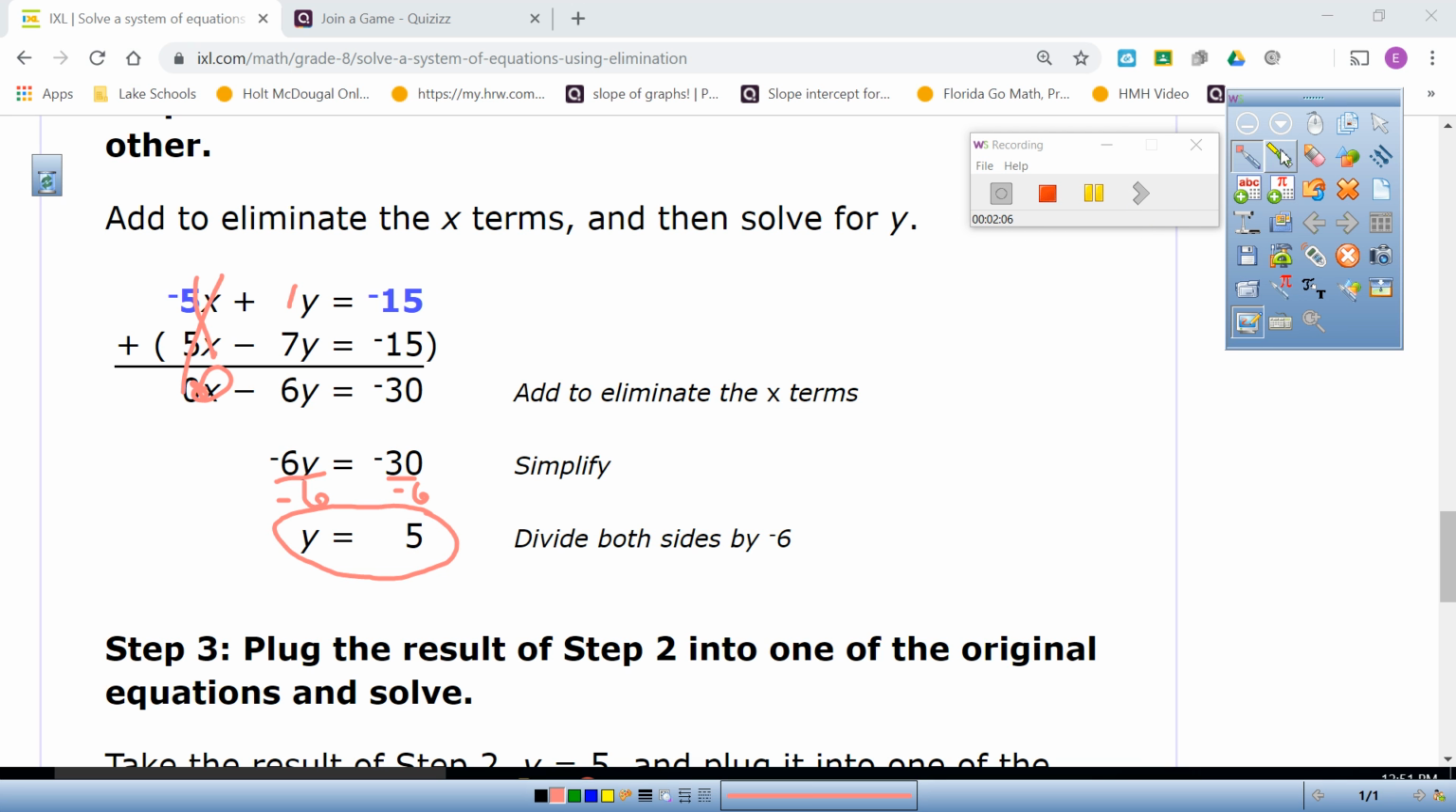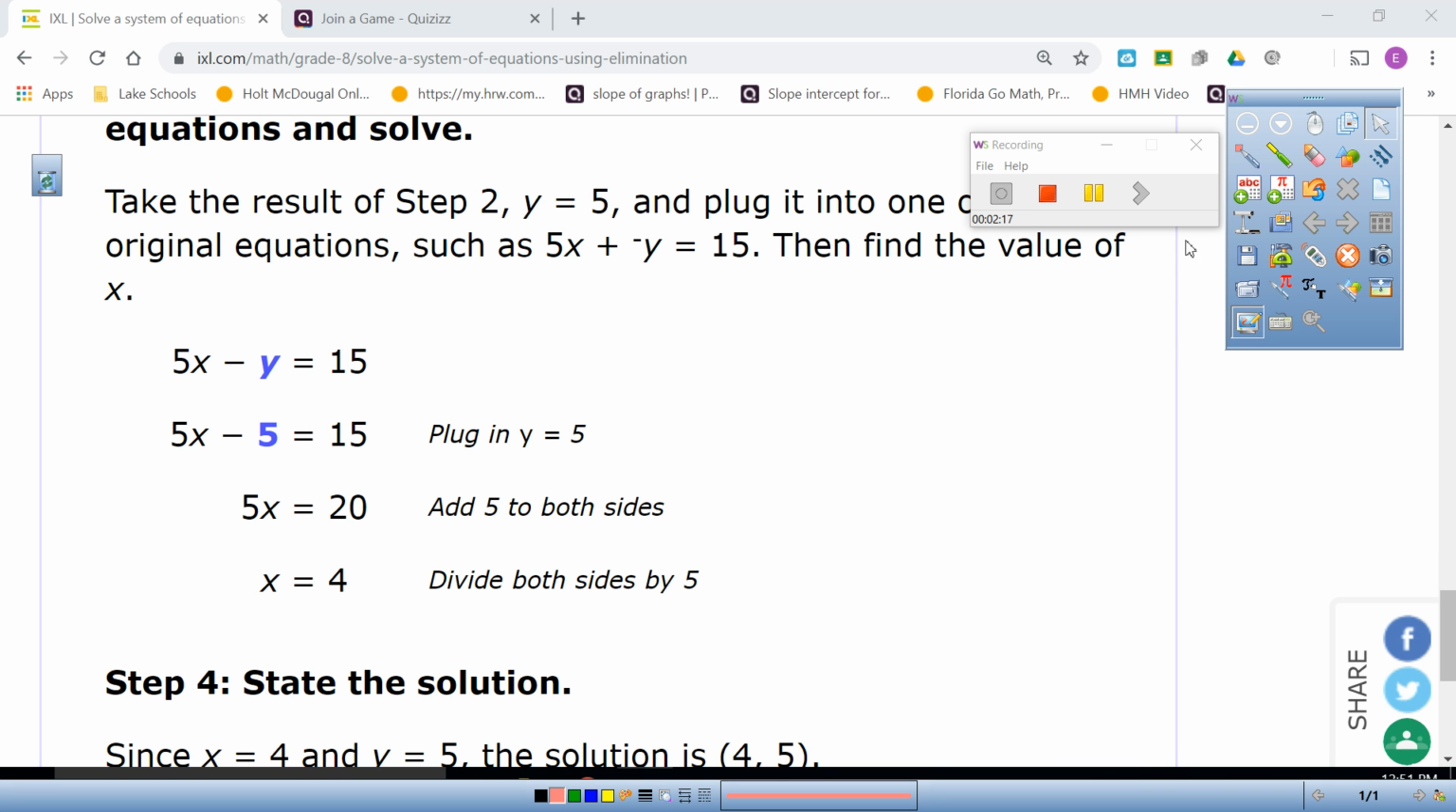So now that I know my y, I have to plug it back in. It says plug the results of step 2, so plug in y into one of the original equations and solve. So I scroll down here, I'm going to take y is equal to 5 and plug it in here. So it's going to be right there. And then I'm going to just solve it just like it's a two-step equation. I'm trying to get the variable alone. So I have to do my addition and subtraction first. So I'm going to add 5 to both sides, which is what I did here.